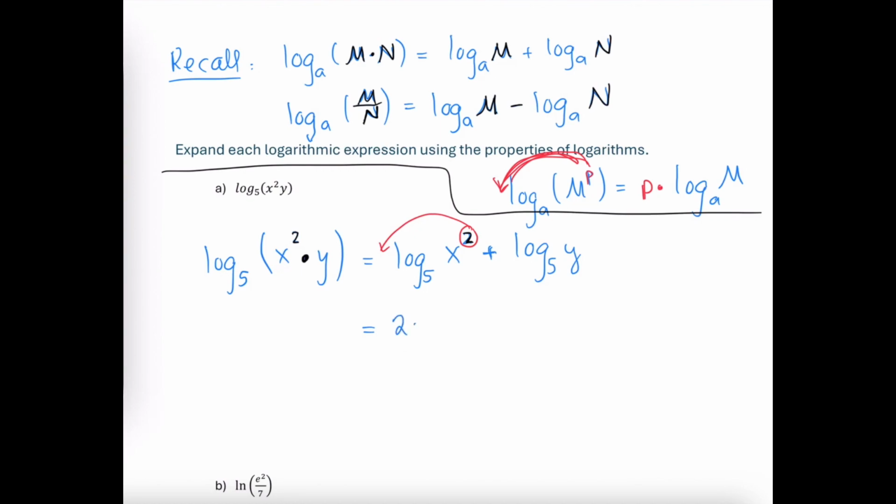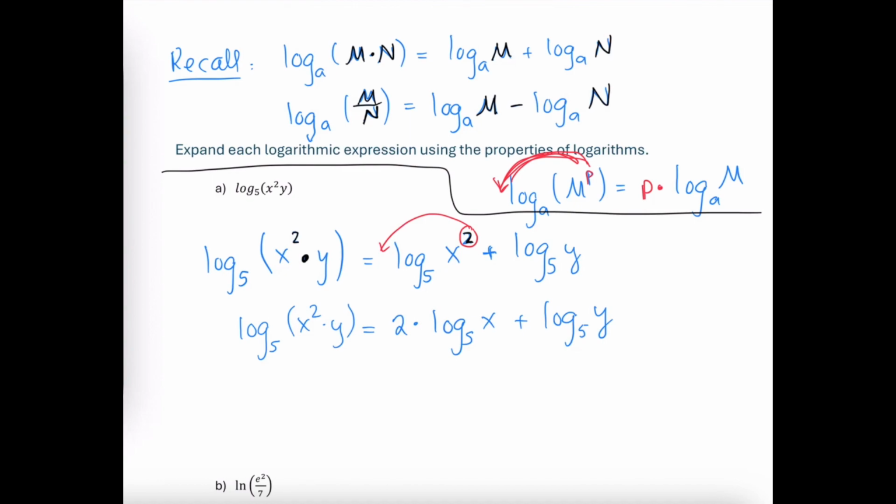and bring that down around to the very front of the logarithm as a multiplier. So this is going to be 2 times the log base 5 of x plus the log base 5 of y. And I'm just going to copy paste the original down here on the left hand side so that we have a nice completed equation here.